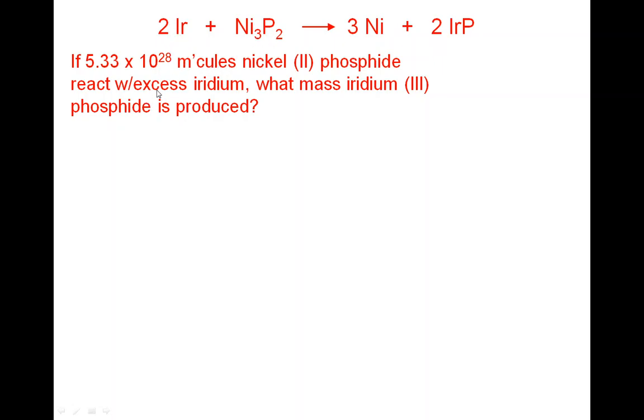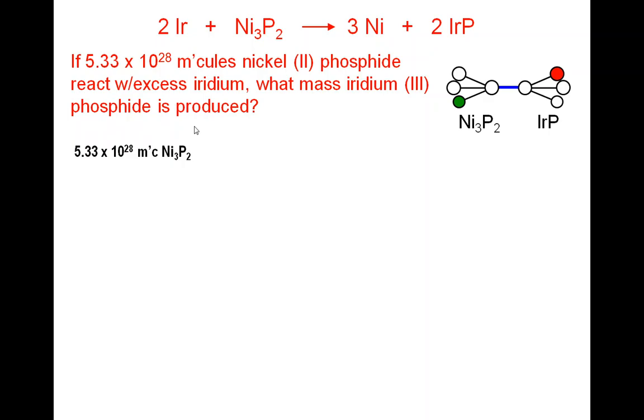Now, anytime it says excess, that means you're not going to run out, which means it doesn't matter how much you have. What it wants to know is the mass of iridium phosphide, which is this guy right here. So we have that many molecules of this. We want to know how many grams of this. So we're going to change molecules of this to moles of this to moles of this, and then moles of this to grams of this. 3 steps. Write down what you got.